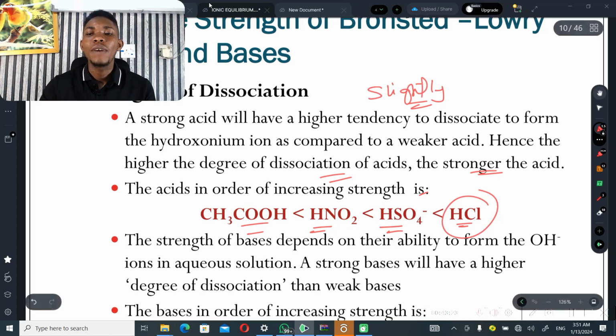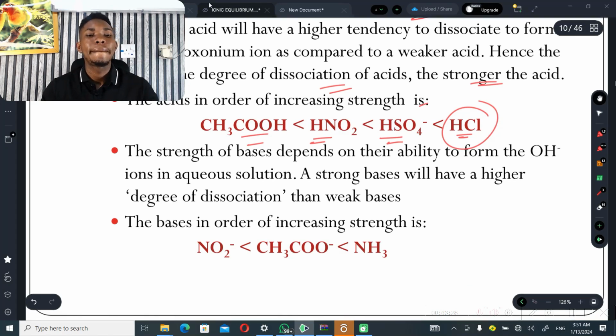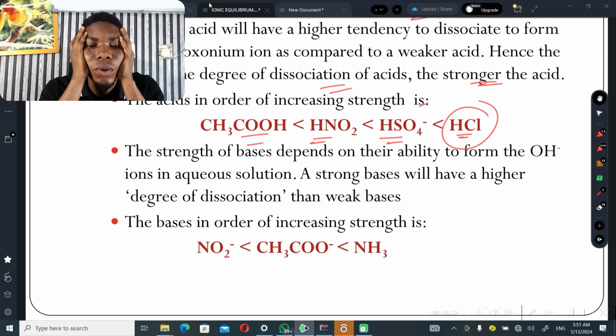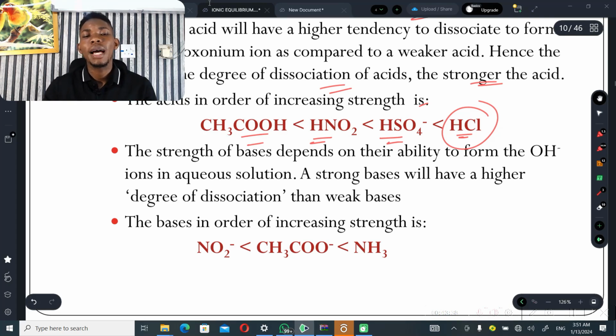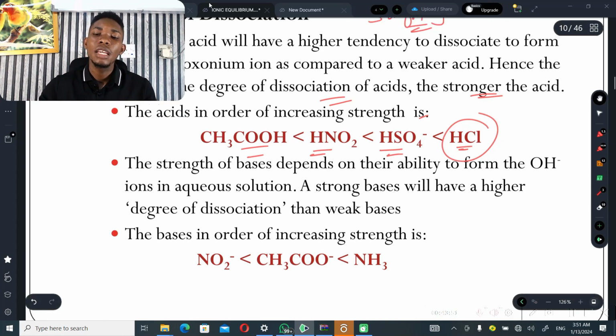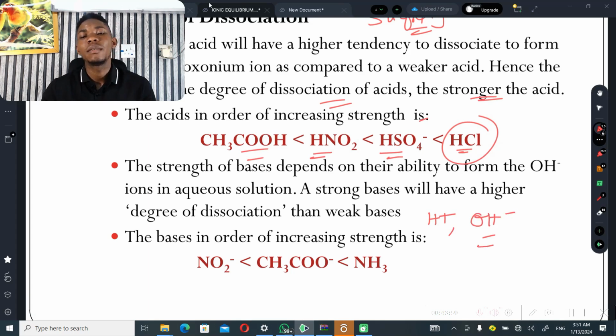Now, however, the strength of a base depends on the ability to form the OH ion in aqueous solution. That is the strength of a base. It depends on the ability of the base to form what? OH ion in aqueous solution. Now, a stronger base will have a higher degree of dissociation than a weak base. So when we generally talk about the strength of acid and base, it is dependent on their degree of dissociation in water or in solution. While a strong acid will dissociate in solution to form H plus ion, a strong base will dissociate in solution to form OH negative ion.